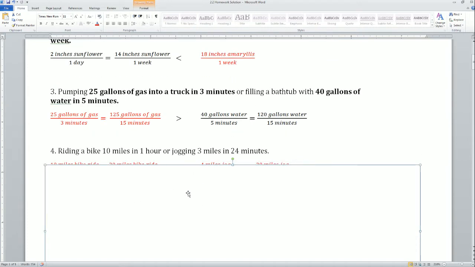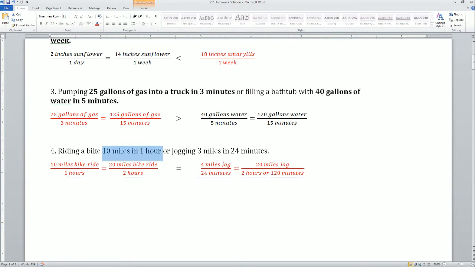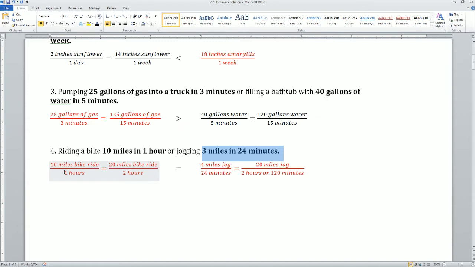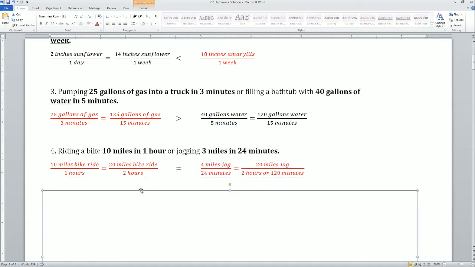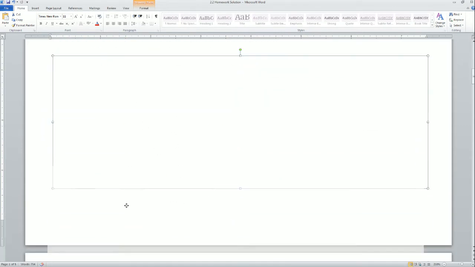Number 4, riding a bike 10 miles in 1 hour or jogging 4 miles in 24 minutes. Again, I put it over 1 hour. 10 miles over 1 hour, and the other one was 4 miles jogged over 24 minutes. The common time was 2 hours, so I had to multiply this by 2. It becomes 20 miles for the bike ride in 2 hours, and here I had to multiply this by 5. It gets me 20 miles at 120 minutes, or 2 hours. Notice that it's the same value, so I say they're both equal here. Okay.